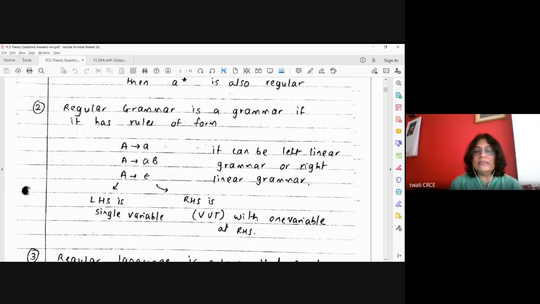Okay, and it is a left linear grammar or right linear grammar. So what is meant by left linear grammar or right linear grammar? Suppose there is a variable on the right hand side. If it is a right linear grammar, for each and every rule, this variable is going to occur on the right hand side only, the rightmost side. And if it is a left linear grammar, then this variable is going to occur in all the rules on the left hand side.